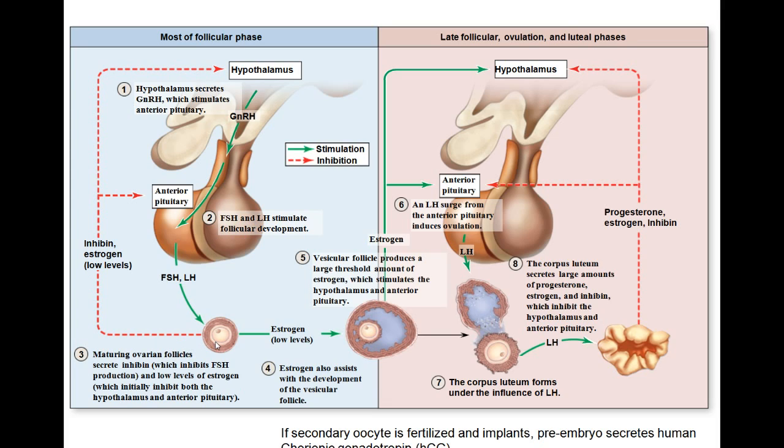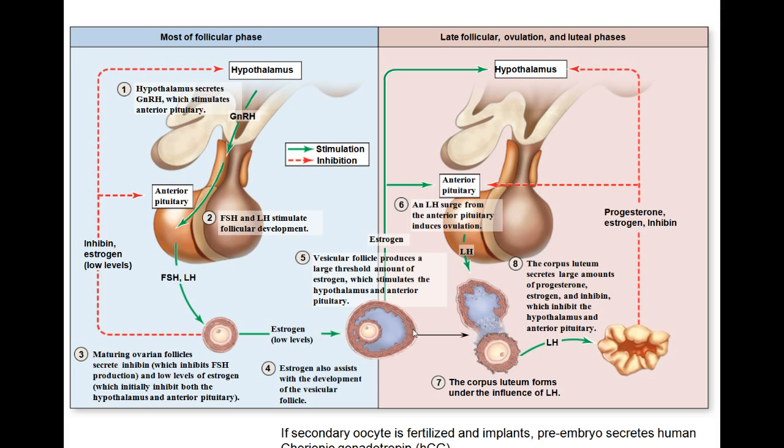The ovarian follicles, as they're maturing, secrete inhibin. The inhibin goes back and has negative feedback, so we don't keep making more eggs at one time. We want to inhibit this. There are low levels of estrogen because the follicles don't have very much estrogen in them, so that also inhibits the production of FSH and LH. So estrogen levels are low, and the follicle is going to start to develop.